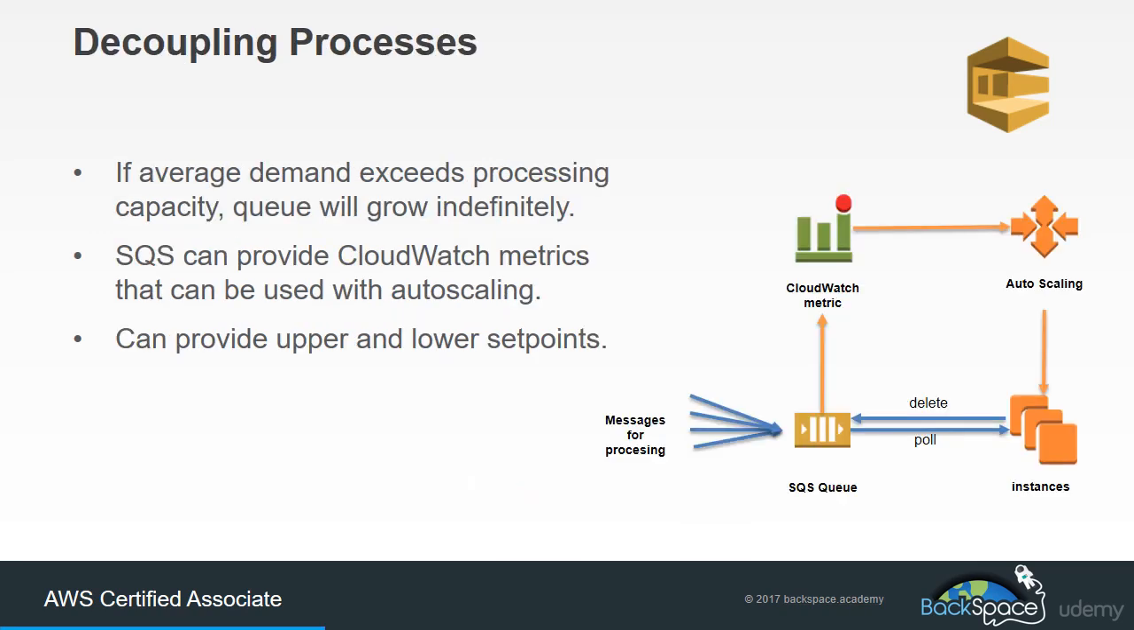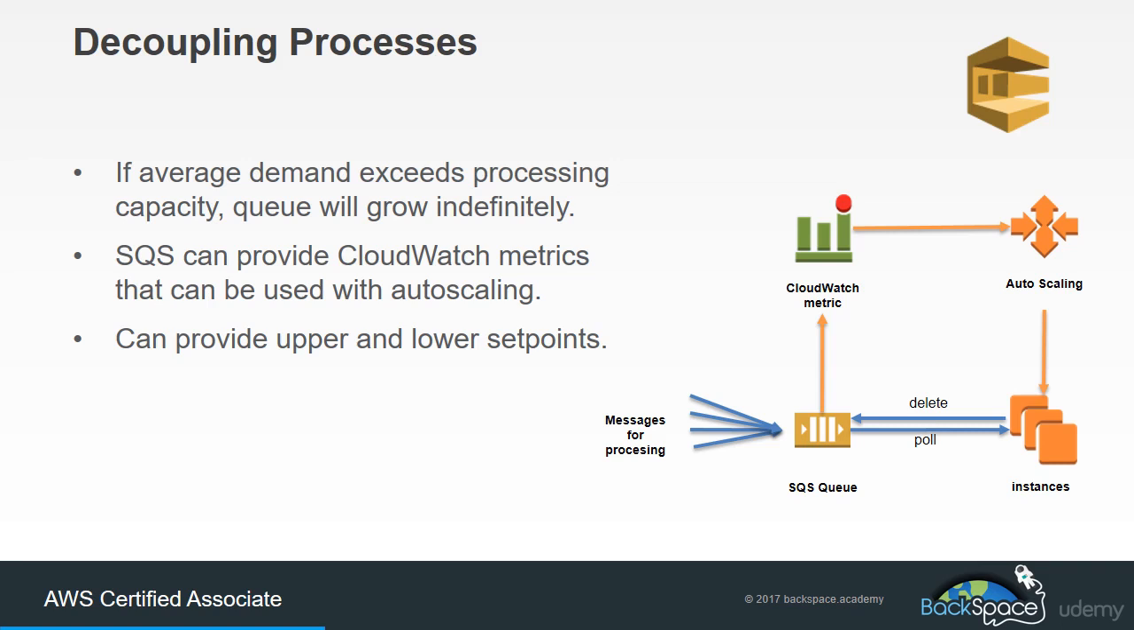SQS allows us to decouple our processes, so it allows us to cope with those peaks and troughs. But one thing we need to understand is that if the average demand exceeds our processing capacity, so over time, if those peaks and troughs still average out to be more than what our instance can cope with, then that queue will grow indefinitely, and it will continue to grow until such point in time that the SQS service can't handle it anymore.